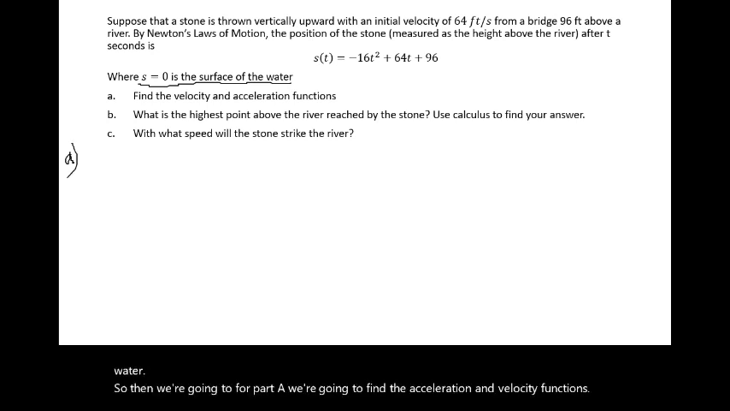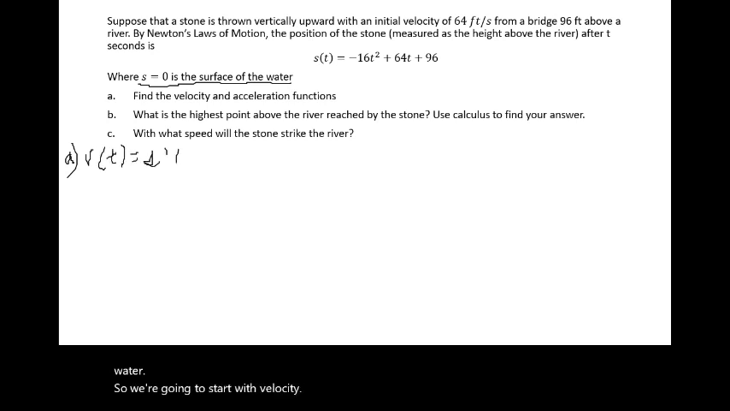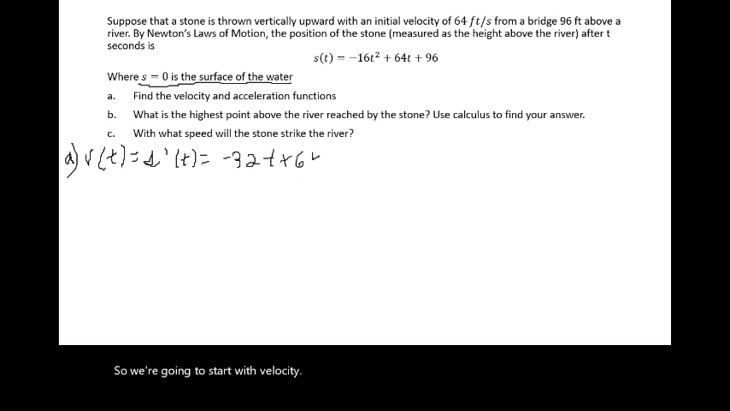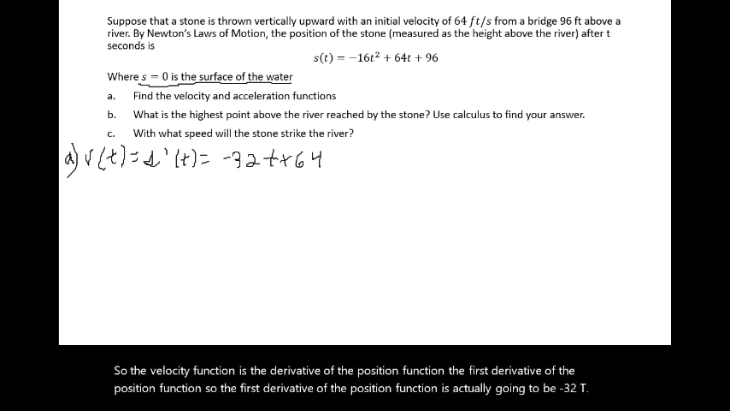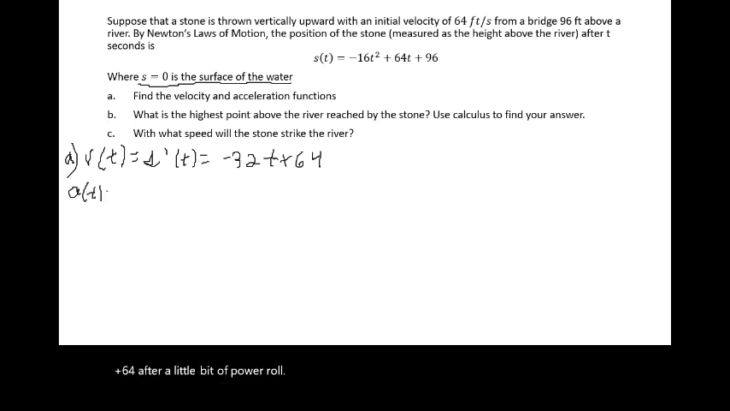So we're going to start with velocity. The velocity function is the derivative of the position function, the first derivative of the position function. So the first derivative of the position function is actually going to be negative 32t plus 64 after a little bit of power rule. Then the acceleration function: acceleration is the derivative of velocity, so the derivative of the velocity function is negative 32, which, if you have taken physics before or had any exposure to physics, is the acceleration due to gravity in feet per second squared.